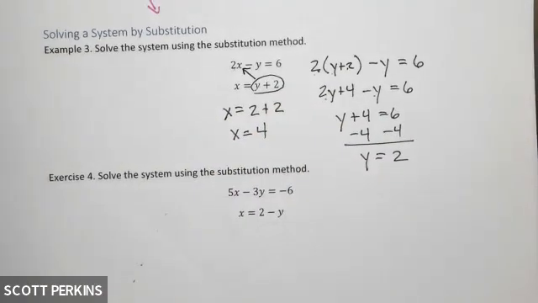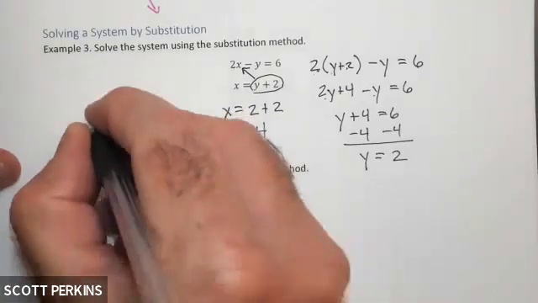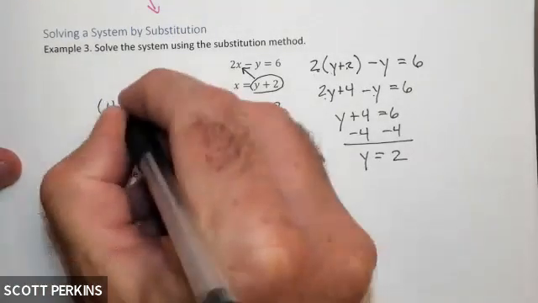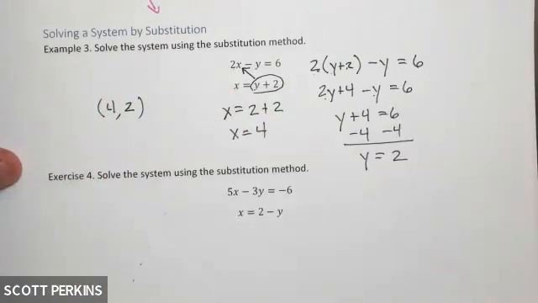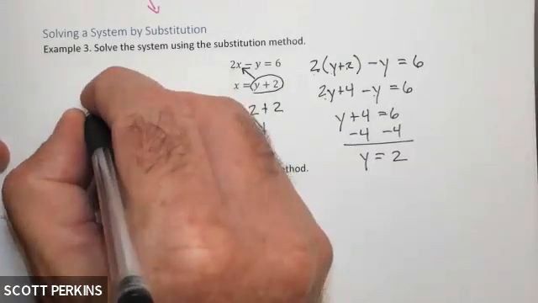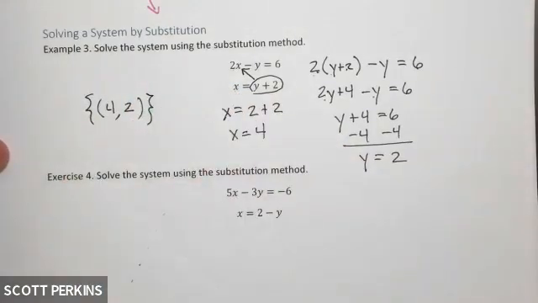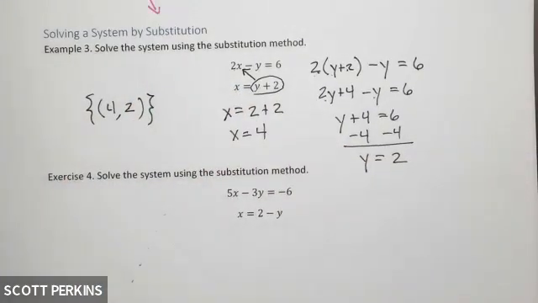Now, once you've done this, don't miss out on getting all of your points on the test. Your solution is an ordered pair. It's a point, so write it as such. It's the x value 4, the y value is 2. I don't want people to think that that's interval notation, so I'm going to put some braces around it so that everybody knows it's a solution set.